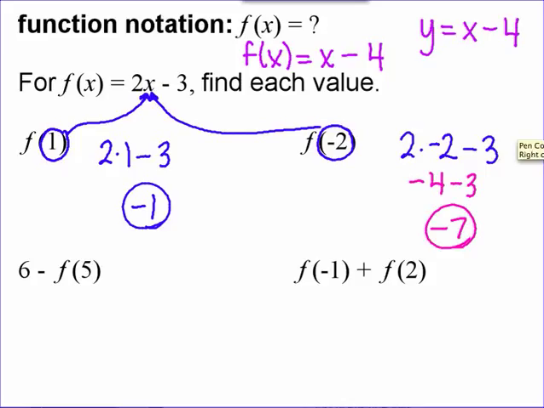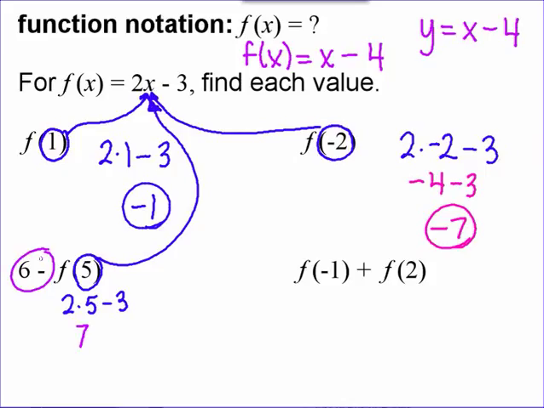This next one, let's take f of 5. So that means I'm going to plug 5 right up in here. So this means I'm going to take 2 times 5 minus 3. What is 2 times 5? 10 minus 3 is? Now this is different because notice these two values. We've got to bring it down. So we've got to bring down the 6 minus 7. So your answer is negative 1.